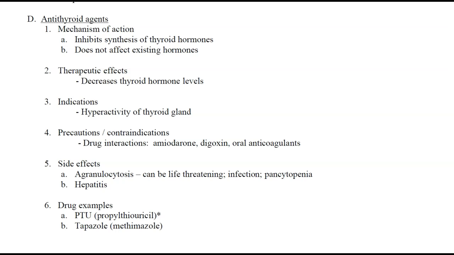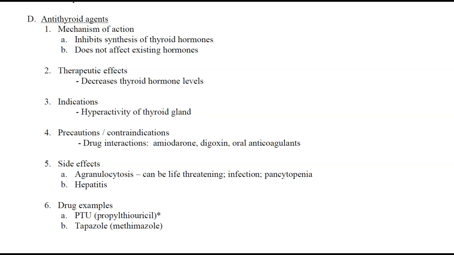Some precautions or contraindications include some of these drugs. So if a patient is taking amiodarone and digoxin and some anticoagulants. So why is that? If you recall, amiodarone is a potassium channel blocker. So what it does, it slows down the heart rate. And if we give an anti-thyroid medication, that can cause an even greater slowing of the current heart rate. So if we give both medications, it can cause a profound bradycardia.